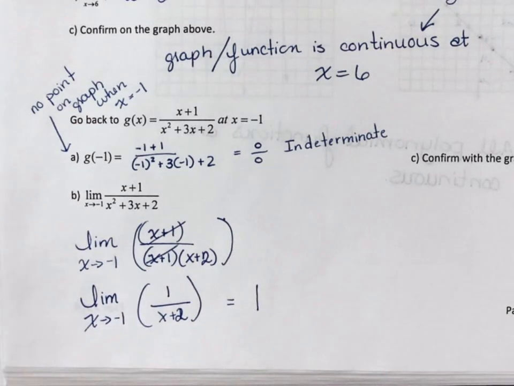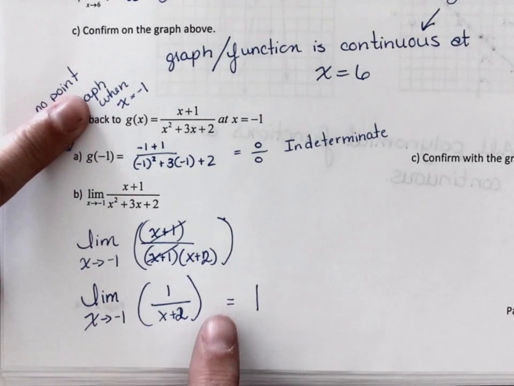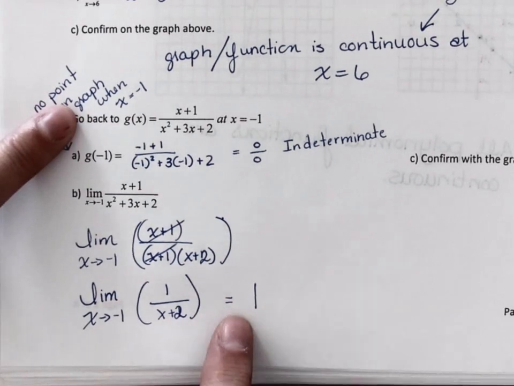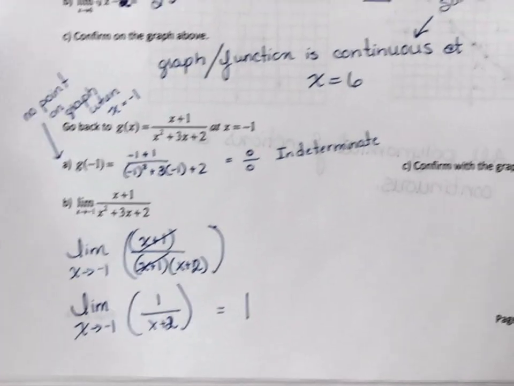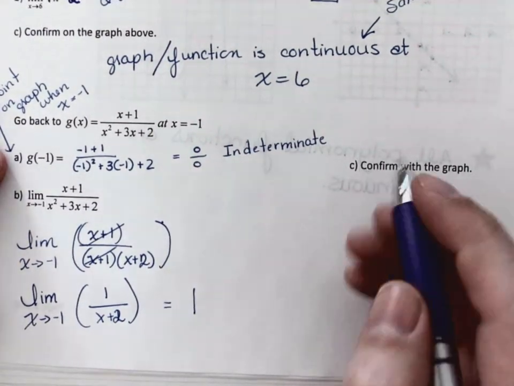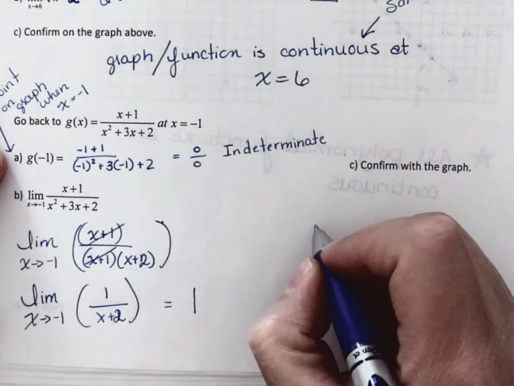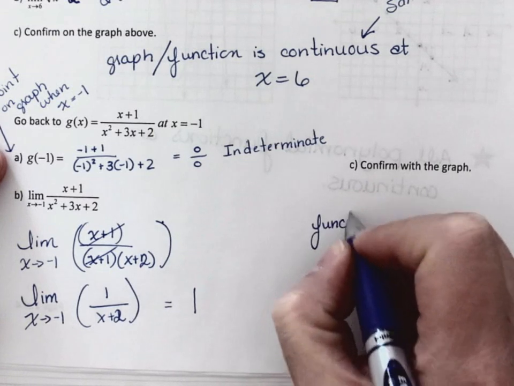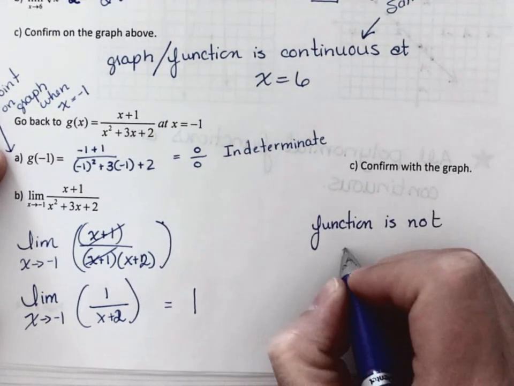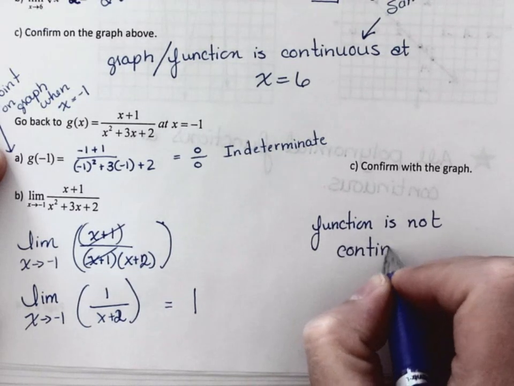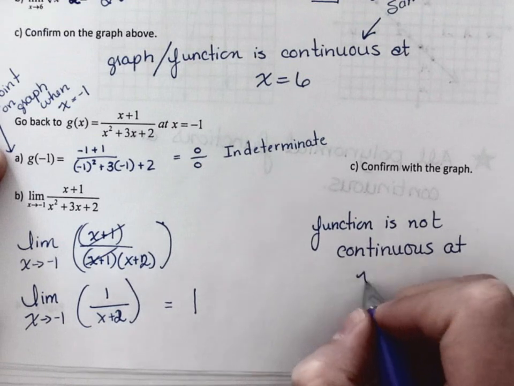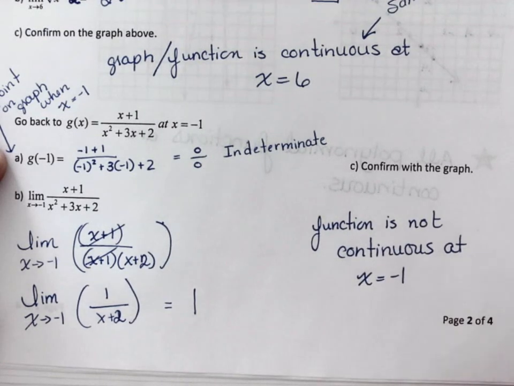1. So I have no point, but I have a limit. So no point exists, but I have a limit, which indicates to me that this is a point of discontinuity, right? So we know that this function is not continuous at a very specific point, at x equals -1.